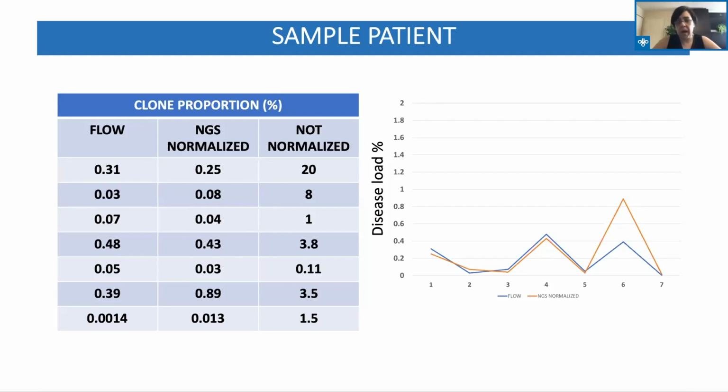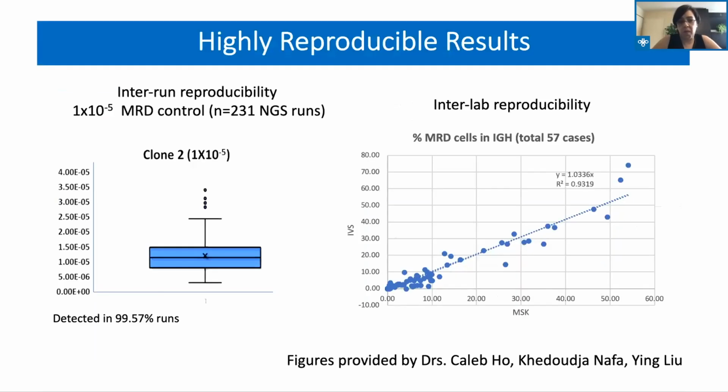So while you may not have a very good correlation between flow cytometry and your NGS number, it is actually very highly reproducible, and even reproducible not in the lab only, but also between laboratories. So for example, this here is our inter-run reproducibility using our MRD control, which is at 1 × 10⁻⁵, which was run 231 times in different runs and different instruments. And they actually are very tight, and they usually hit that mark.